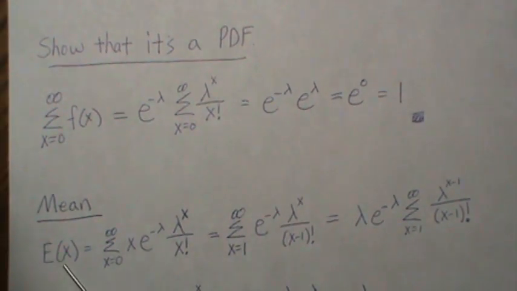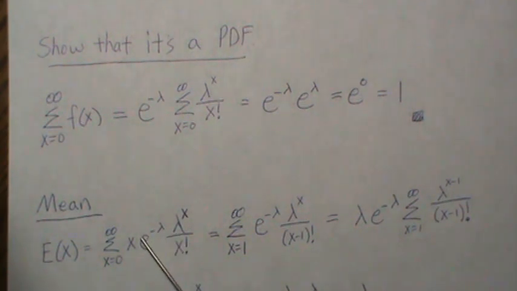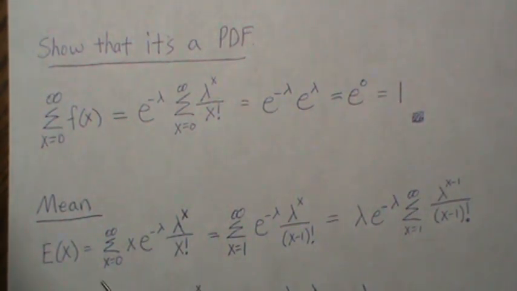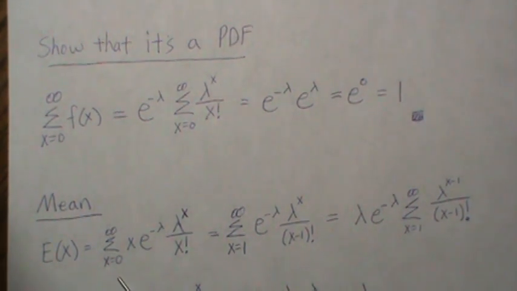The mean of X, we sum over all possible values and we plug in the X and then times the probability of obtaining that X, which is this. Here, notice that when X is 0, that's 0, so this is 0. So we might as well start summing at 1. And that's what we do in the next one. But this X can cancel with one of the X factorials, reducing it to X minus 1 factorial. And then these will stay the same. There's no index on this, so it can come out front.